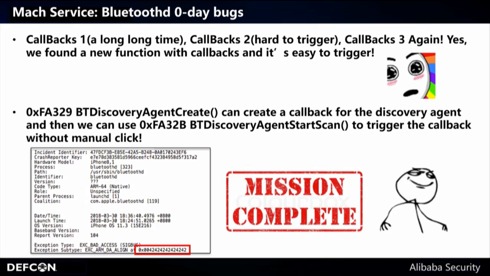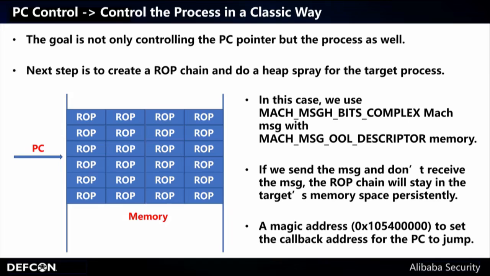So the first bug takes a very, very long time. The second bug is very hard to trigger. Can we find a third bug to get callbacks that is easy to trigger? Finally, I found it. This one is called BT Discovery Agent Create. We can use it to create a callback for the discovery agent. Then we can use BT Discovery Agent start scan to trigger the callback without a manual click. So we found a very good bug.